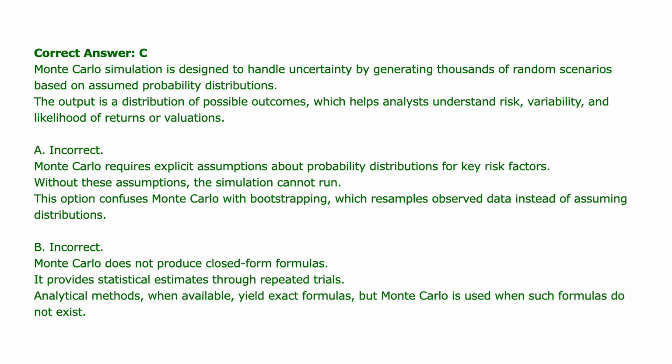Monte Carlo simulation models uncertainty by producing many possible outcomes based on specified probability distributions. It does not eliminate the need for assumptions. Option A is wrong. And it does not generate exact analytic formulas. Option B is wrong. Its strength lies in simulating thousands of scenarios to show the range and likelihood of outcomes.